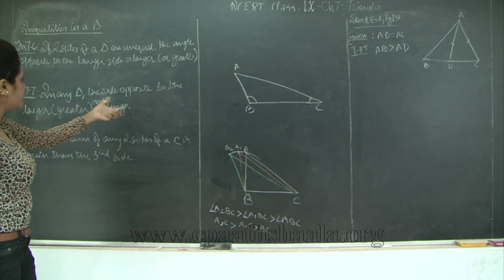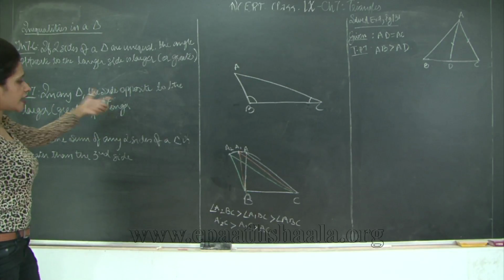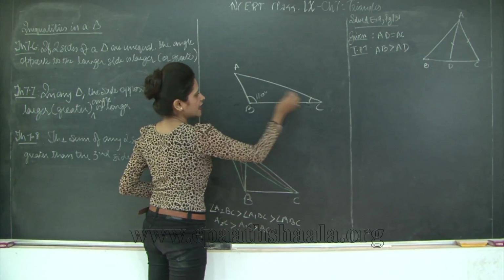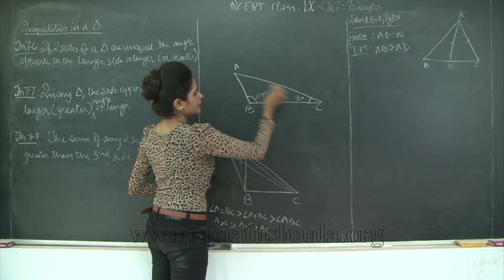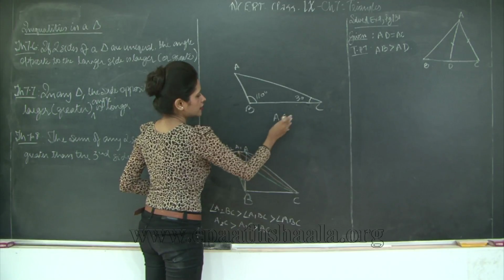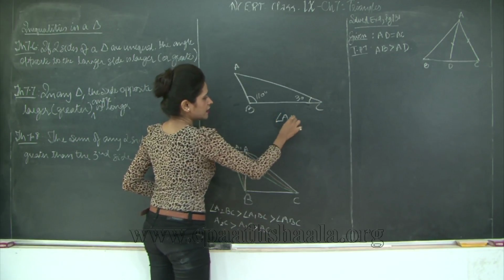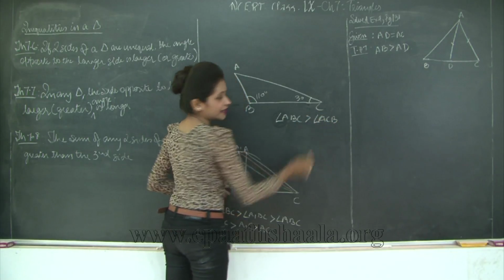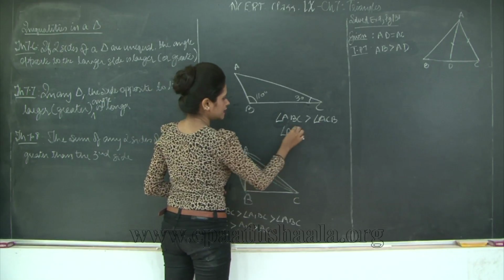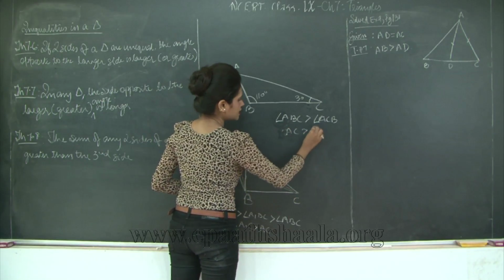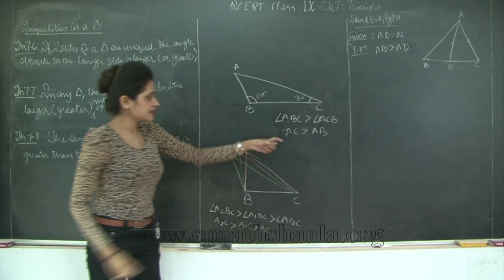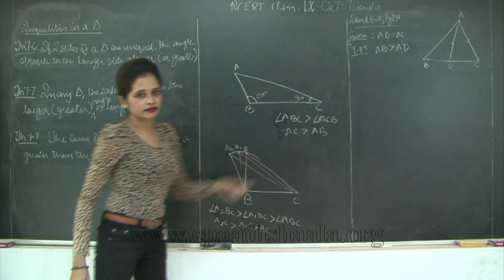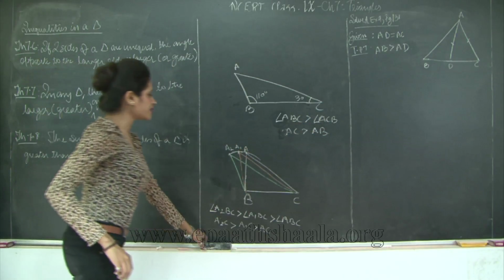That is, in any triangle, the side opposite the larger angle is longer, which is similar to this. Suppose this is, let's say, 110 degrees and this is, let's say, 30 degrees, then since angle ABC is greater than angle ACB, what can I say? That side AC is greater than side AB. That is, the side opposite the larger angle is greater than the side opposite the smaller angle. So this was your theorem 7.7.